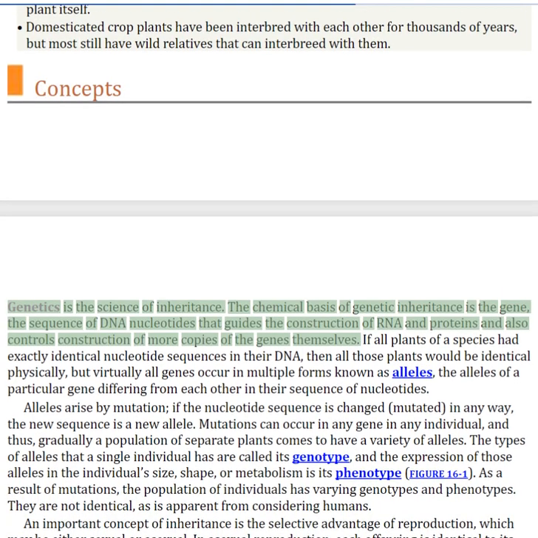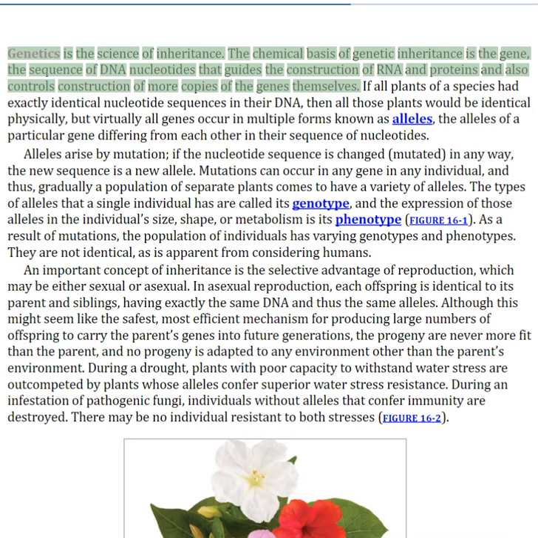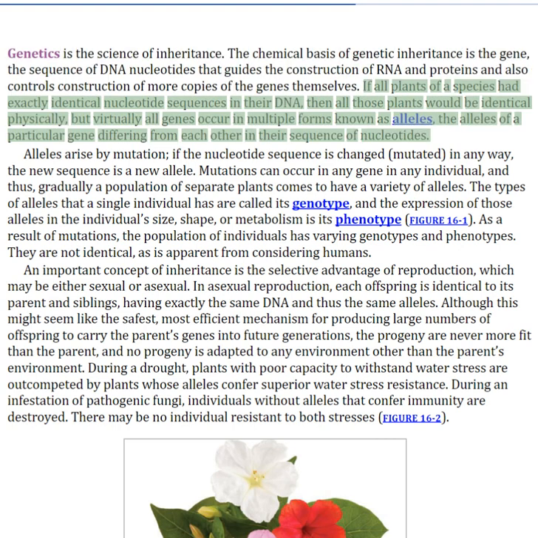Concepts. Genetics is the science of inheritance. The chemical basis of genetic inheritance is the gene, the sequence of DNA nucleotides that guides the construction of RNA and proteins and also controls construction of more copies of the genes themselves. If all plants of a species had exactly identical nucleotide sequences in their DNA, then all those plants would be identical physically, but virtually all genes occur in multiple forms known as alleles, the alleles of a particular gene differing from each other in their sequence of nucleotides.